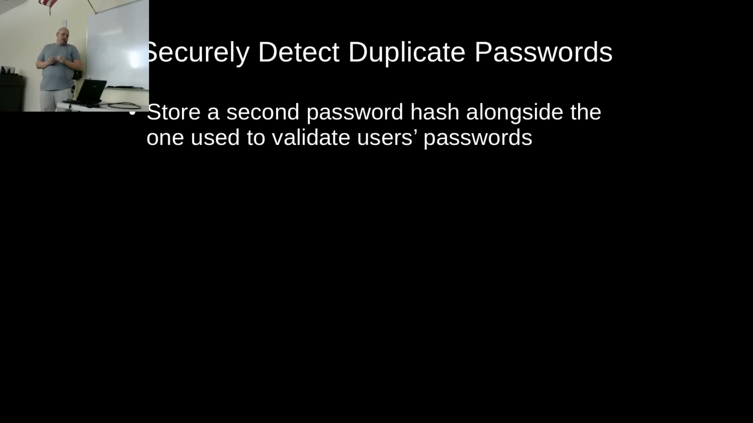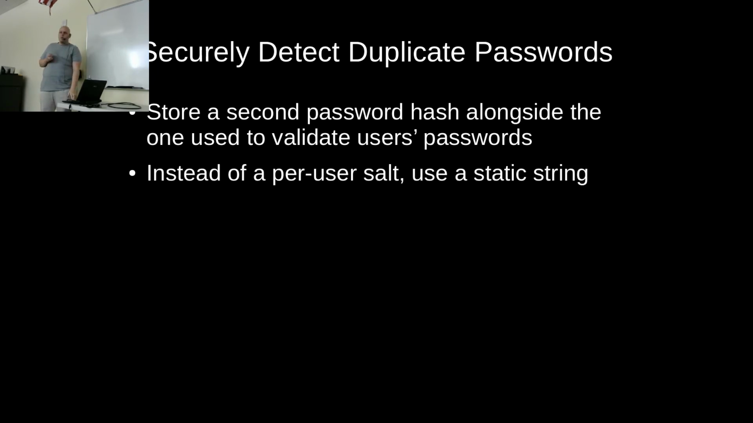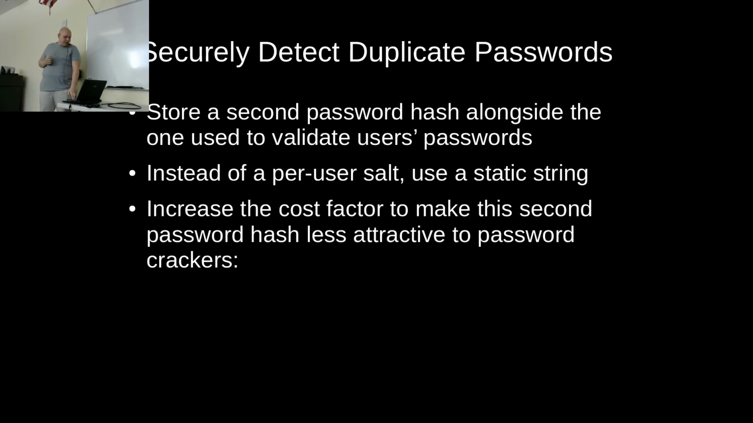So here's how I would approach the problem. These parameters might not be optimal, but what we're going to do is store a second password hash with a caveat. Instead of a per-user salt, like what your API typically generates for you, we're going to use a constant. It's just used for differentiating uniqueness.